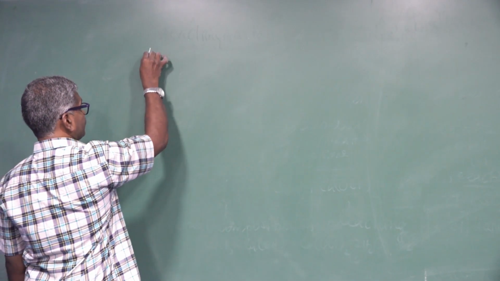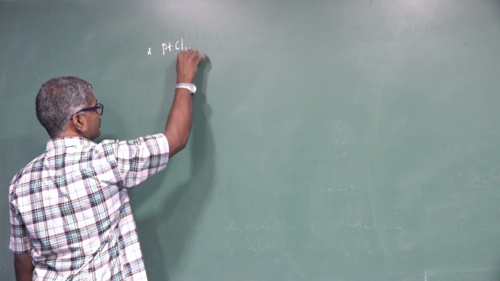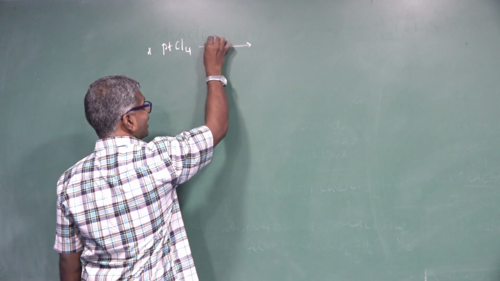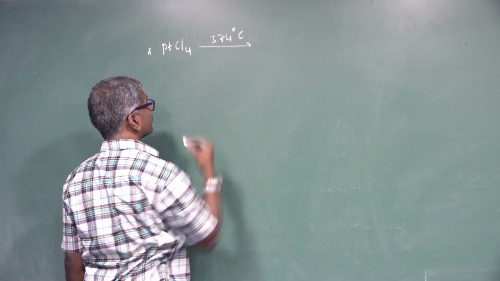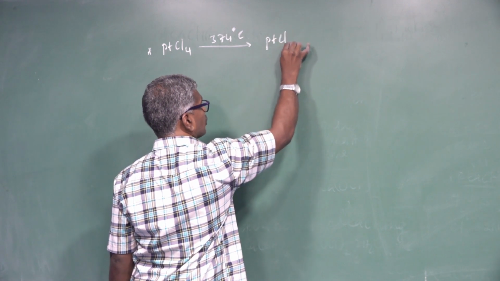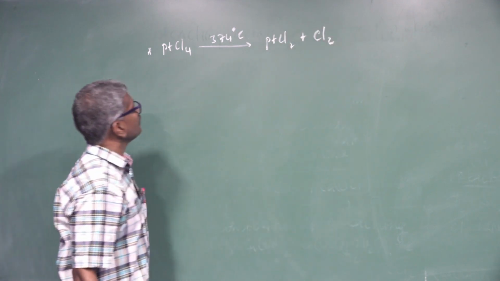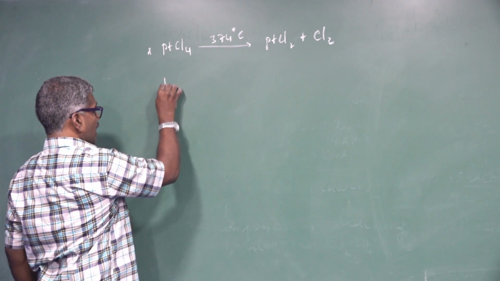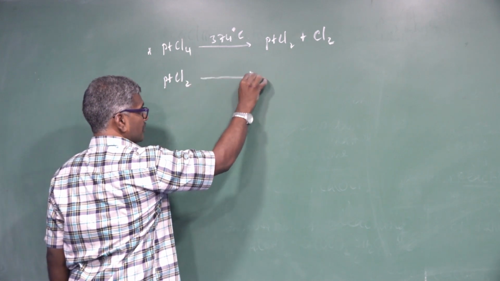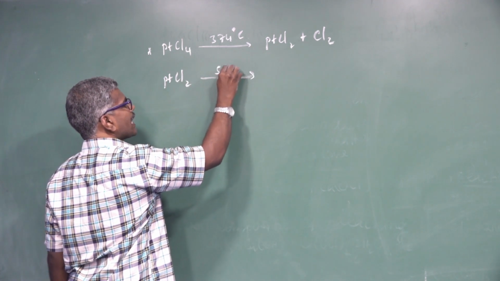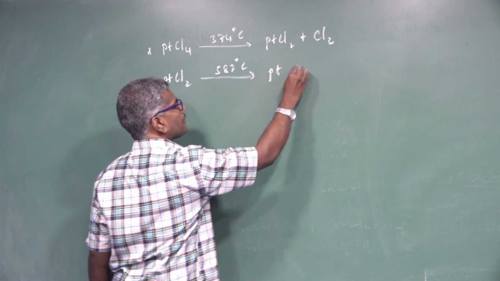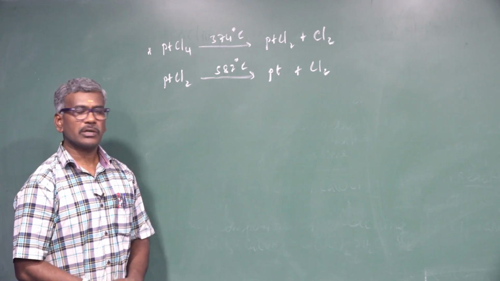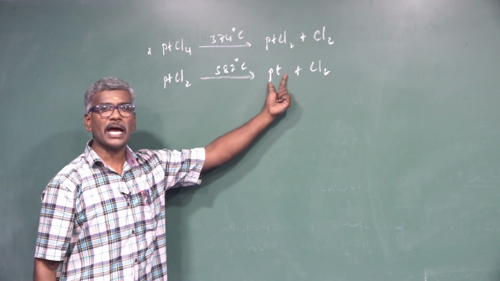Another one more example, PtCl4. That is platinum tetrachloride. It decomposes at 374 degrees Celsius to form PtCl2 and liberation of chlorine. Here 1 Pt, 4 chlorine, here 2, here 2. Again Pt dichloride is heated at high temperature 582 degrees Celsius to form Pt and chlorine. So in the metallurgy, chlorine is used for extraction of gold and platinum.